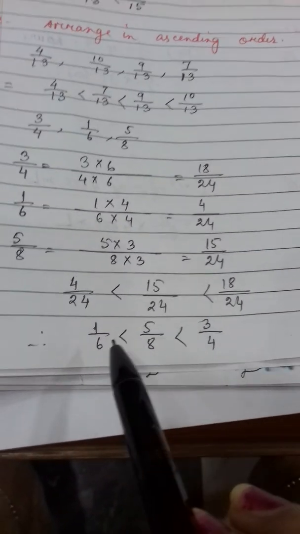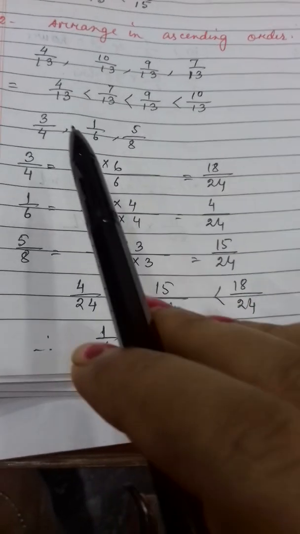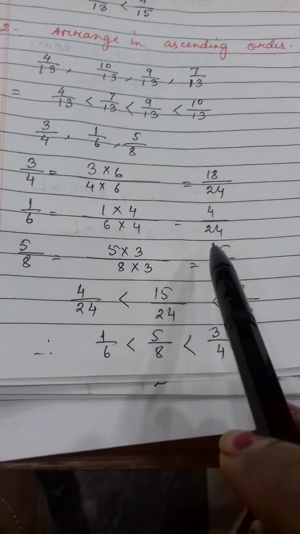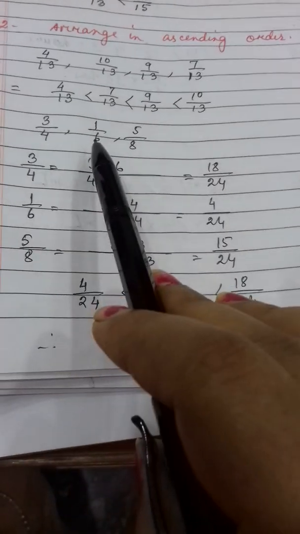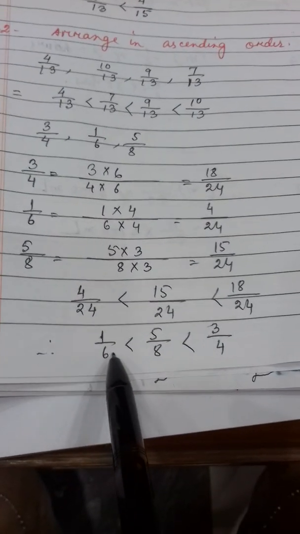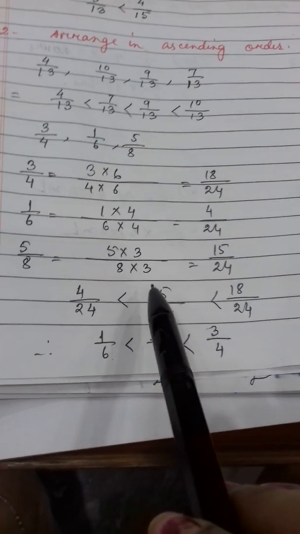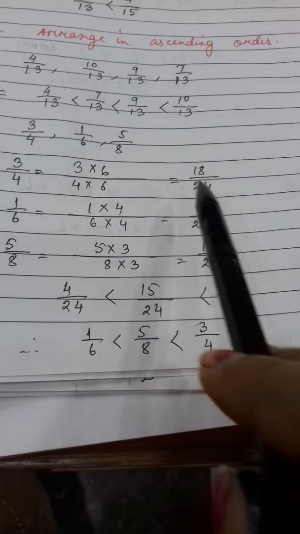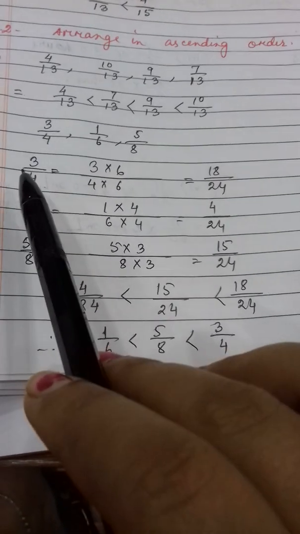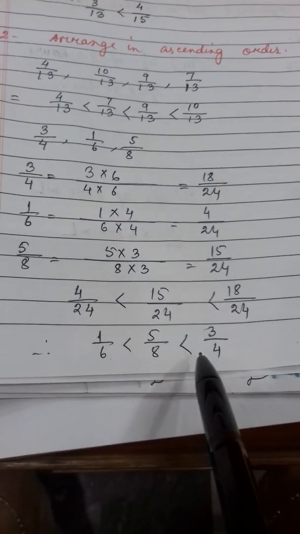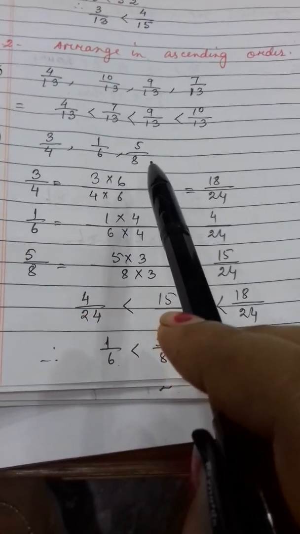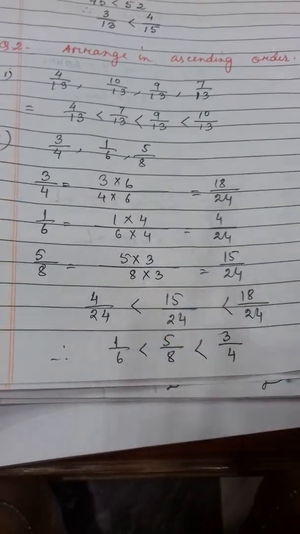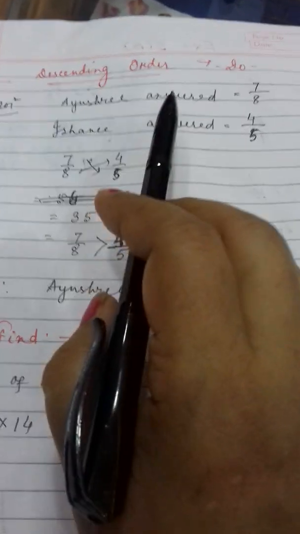So now you arrange smallest to greatest. After arranging, in the final answer you have to write the original fractions. Like 4 by 24, actually which one is it? 1 by 6. So in place of 4 by 24 you have to write 1 by 6. Then 15 by 24 is 5 by 8, and 18 by 24, which is the greatest one, is actually 3 by 4. So in the final answer you have to write the original fractions. Clear or not? Understood how to arrange? Same way you will do the descending order. Clear?